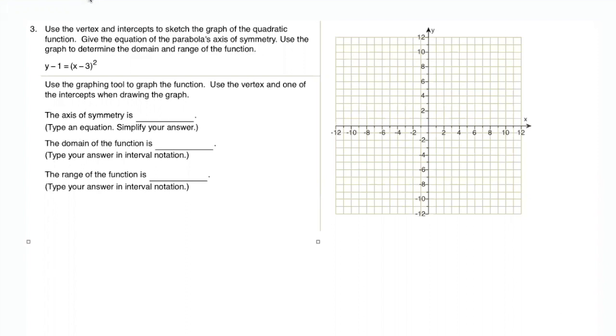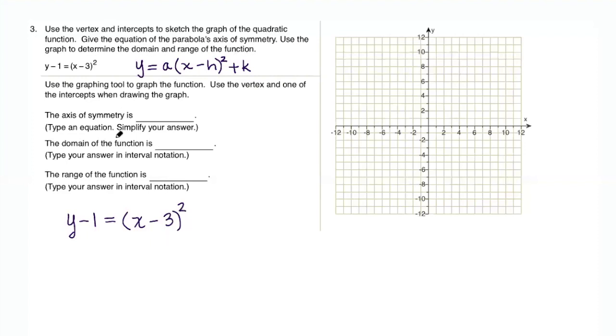Use the graphing tool to graph the function. You're going to need the vertex and one of the intercepts when drawing the graph. I've begun by writing out the vertex or standard form for a parabola. Down below, I've written the sample problem.